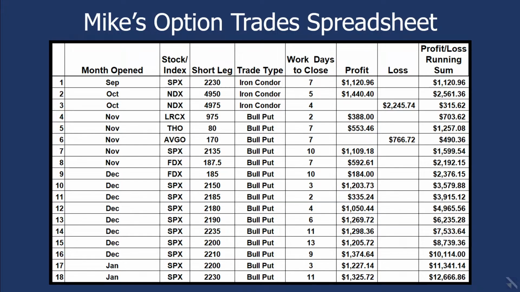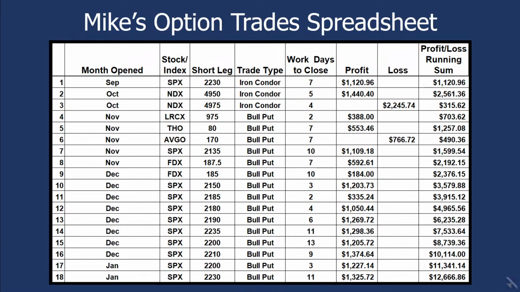I want you to take a look at these. A couple things to point out. Number one, look at the profit column. A lot more profits than losses, okay? That's a typical thing. Now, notice the work days to close: 7 days, 5 days, even a short one at 2, and 3, and 2, 6 days, 11 days. Keep in mind, I say you could do this in 15 minutes a day. This is not day trading.